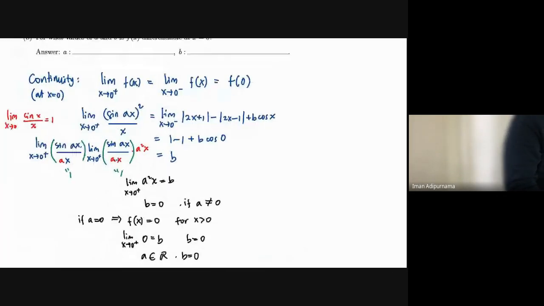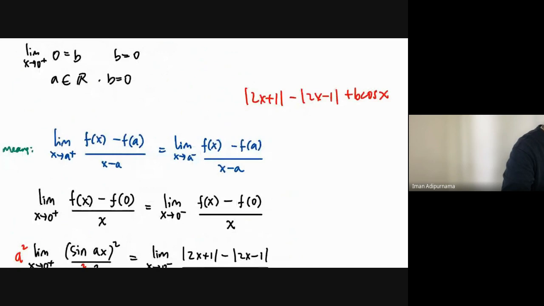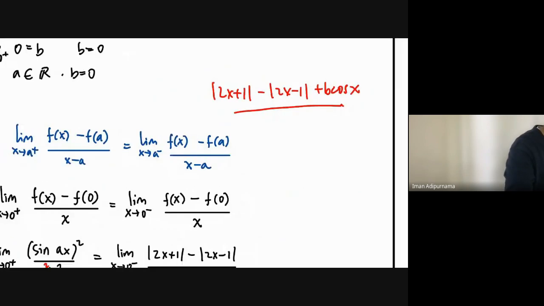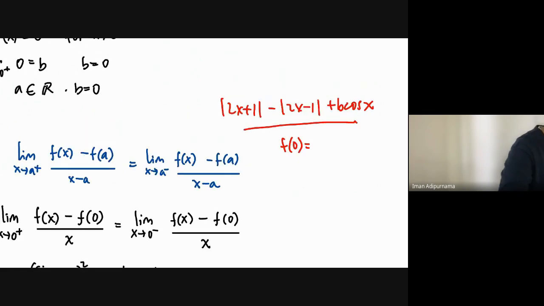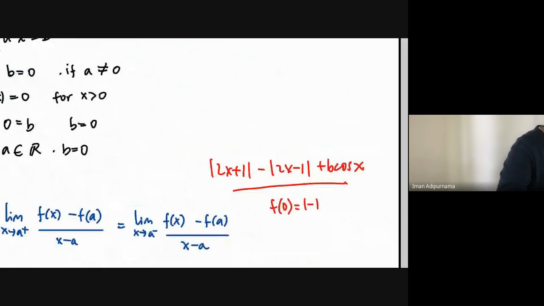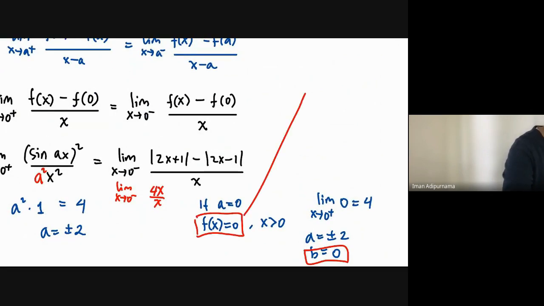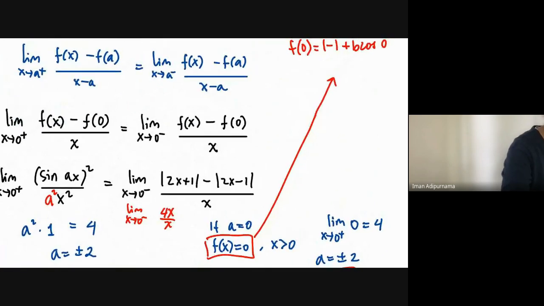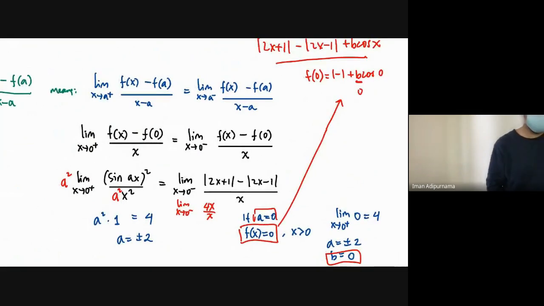Let me write the original equation here: 2x plus 1 minus 2x minus 1 plus b cosine x. So this is the f of x, and f of 0 is 1 minus 1 plus b cosine 0. So what b equal to 0 means is that from this f of x, the result should be 0. So if a is 0, then b should be 0, right? Okay.